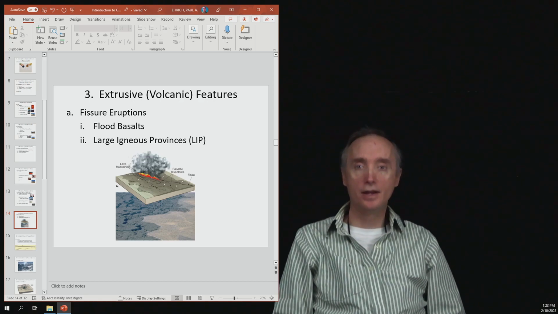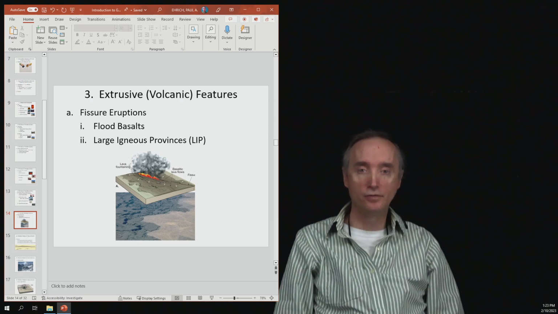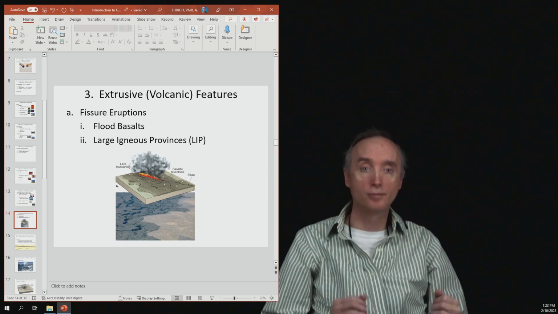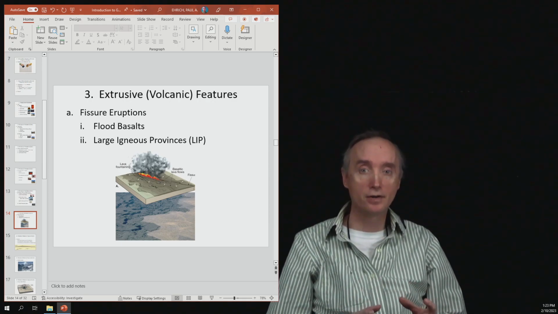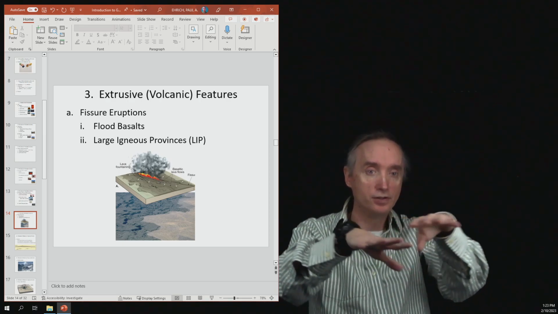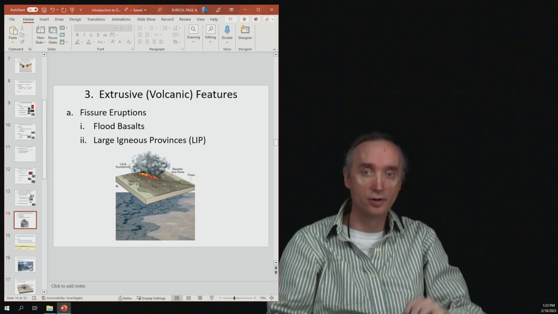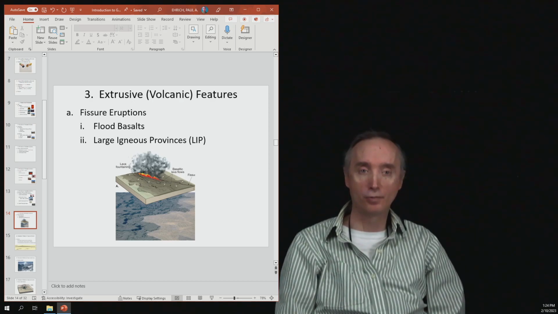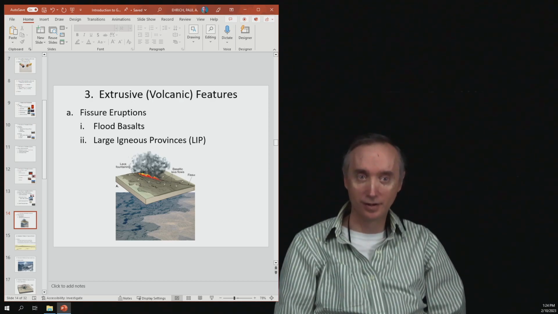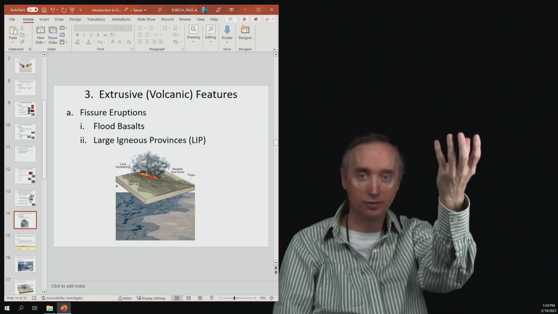Okay, I'm back, and now we want to talk about what are some features that are going to be formed by lava. So the first one is that the lava can just basically erupt out of the ground as a nice fountain, or it could erupt and basically just go sideways. And so we're going to call these things fissure eruptions. So they erupt from a fissure, a linear crack in the ground where this material comes up.